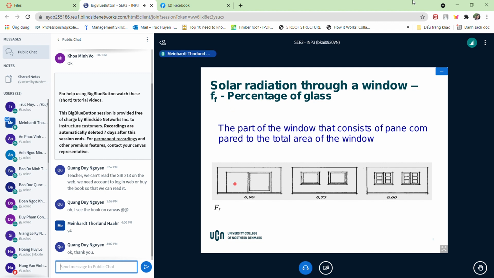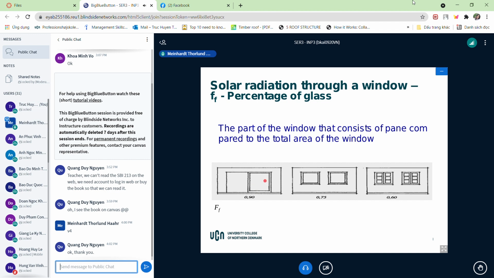The FF factor, which I told you about, is how much percentage of the window is actually glass. When we do the area of the window, we should put in the whole area, including the frame. But the manufacturer will also describe how much of the actual window area is glazing. This is something you also see.